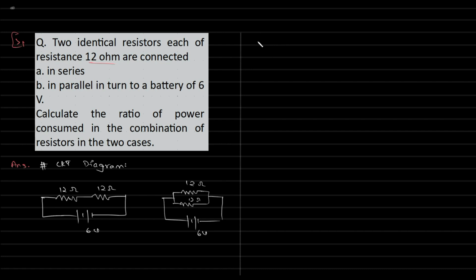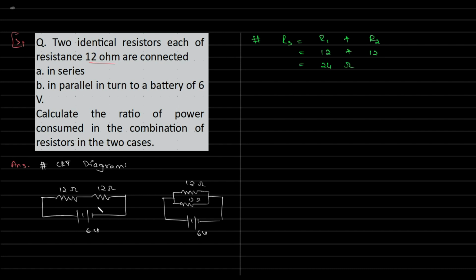So how do you do this? First thing first, let's write the given. Given is already written actually from the diagram. Let's find the effective resistance in series connection. So Rs is equal to R1 plus R2, which is nothing but 12 plus 12, which is nothing but 24 ohm. So this is your resistance in series.